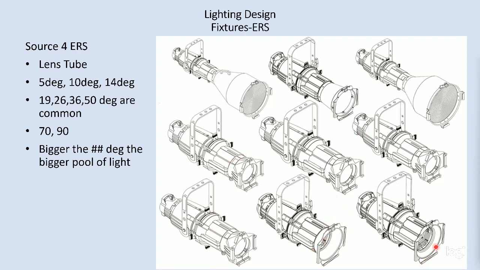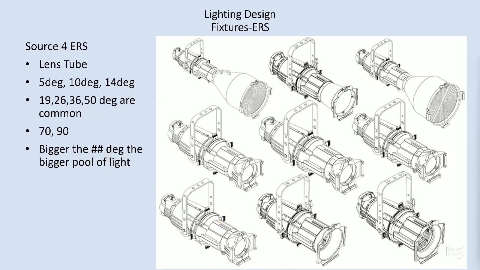And then the shorter ones with the wider apertures might be like a 70 degree or a 90 degree, right? So the smaller the number, the tighter the beam angle, and oftentimes the larger the lens, right? But the big thing to remember is that the bigger the degree number is, the bigger the pool of light.